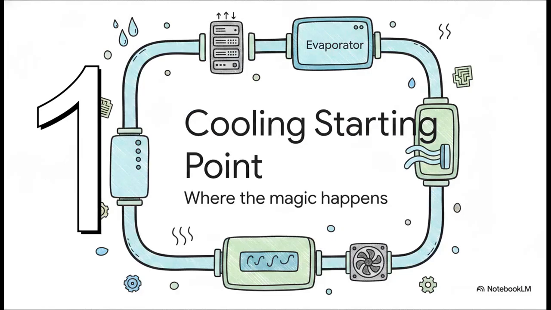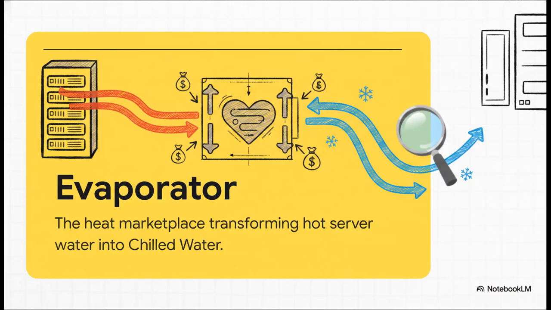Section 1. The cooling starting point. This is where the magic happens. The evaporator is absolutely the beating heart of the whole cooling process. It's the starting point, and actually, it's the ending point of the cycle too.